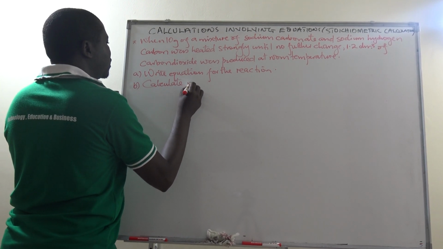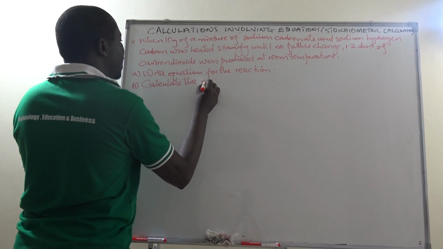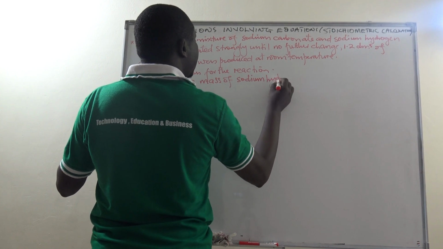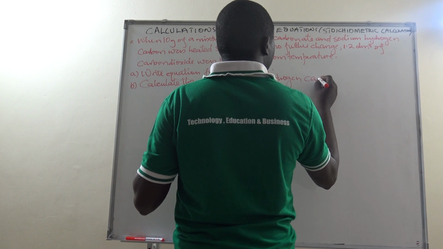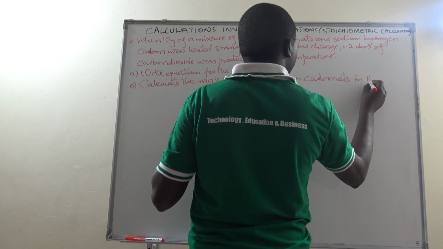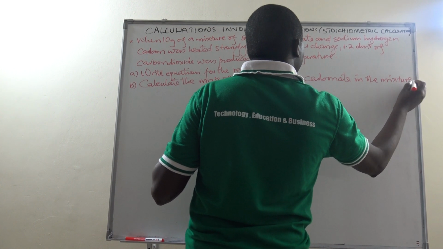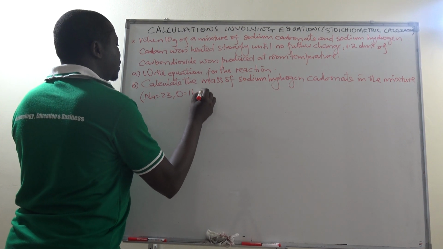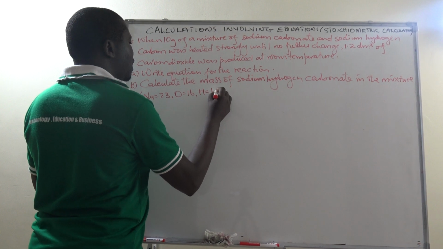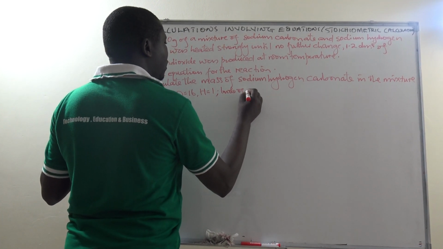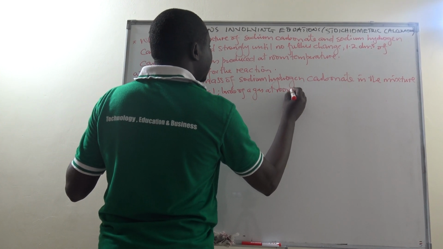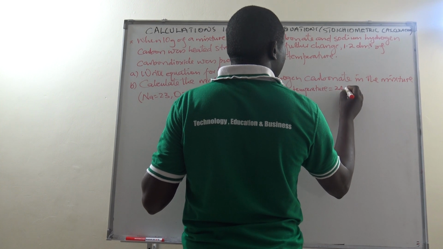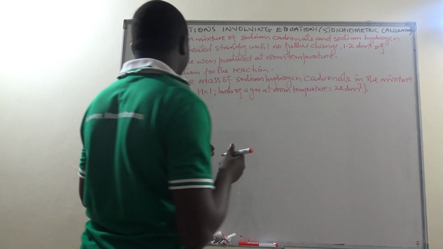And then in the next part, calculate the mass of sodium hydrogen carbonate in the mixture, given that sodium is having a relative atomic mass of 23, oxygen with 16, hydrogen with 1, and then 1 mole of a gas at room temperature has got a volume of 24 cubic decimeters. Fine, we are good to go.